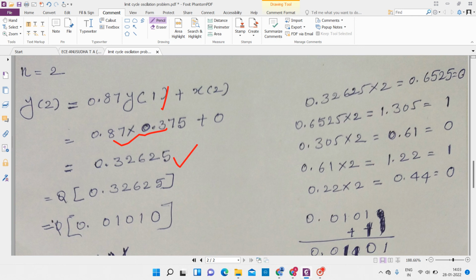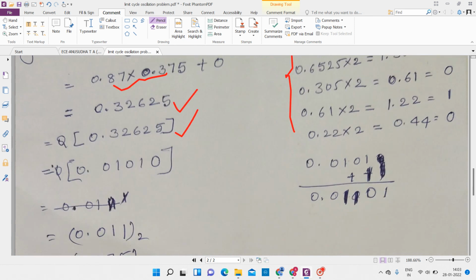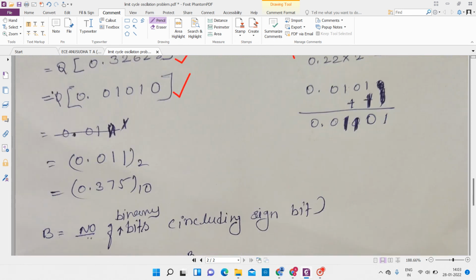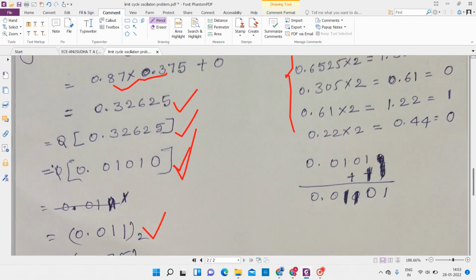Again, for this number, you have to find the binary bits. After that, you have to find the decimal value after quantizing, I mean after rounding. So if you do the quantization here, you will get 0.011. How did we get that? This is our binary bits for this number.